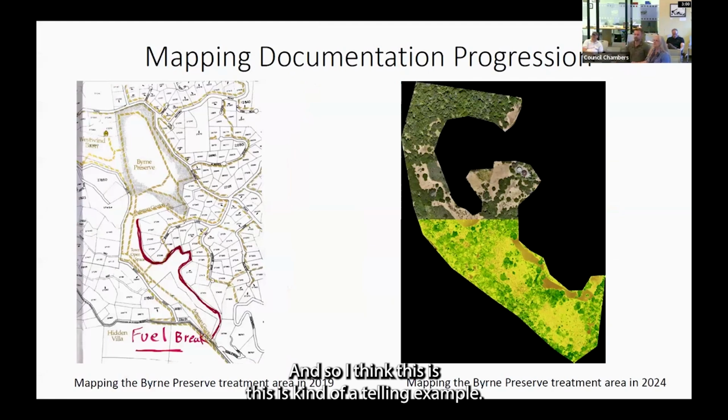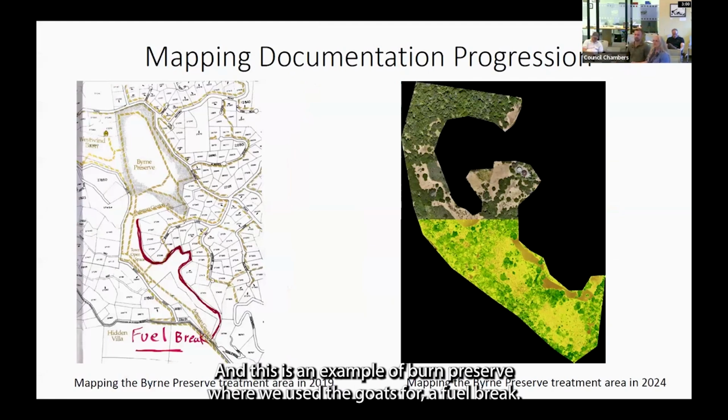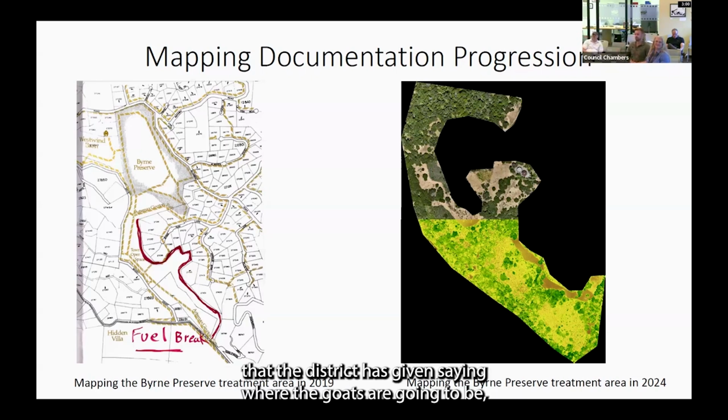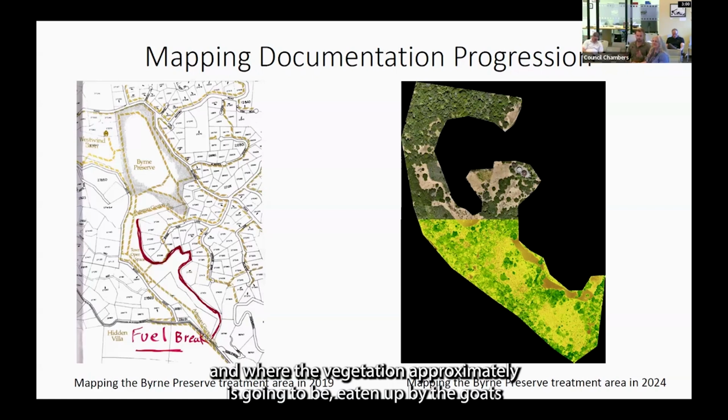And so I think this is kind of a telling example, and this is an example of Burn Preserve, where we use the goats for a fuel break. On the left is basically a handheld map that the district is given, saying where the goats are going to be and where the vegetation approximately is going to be eaten up by the goats.